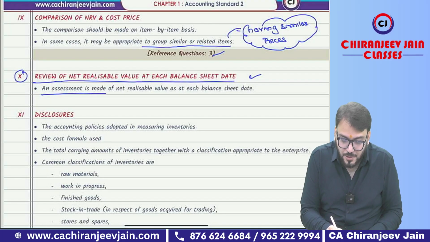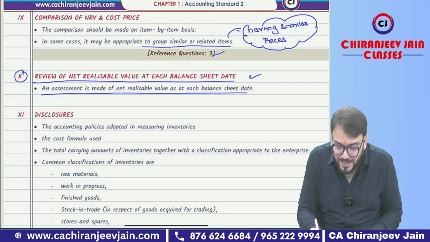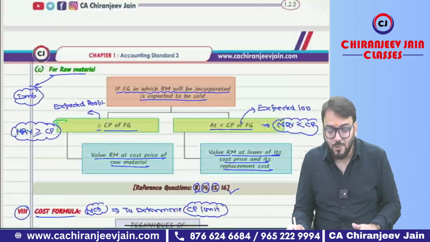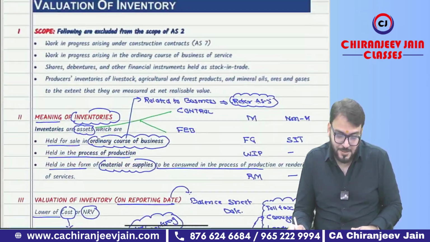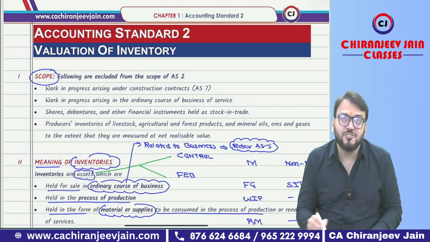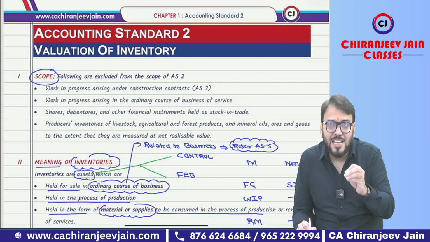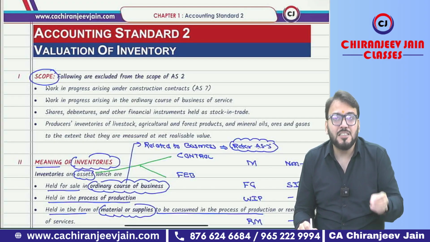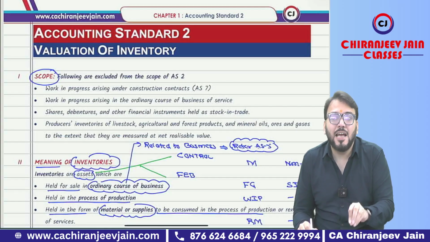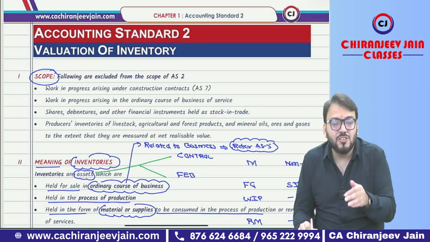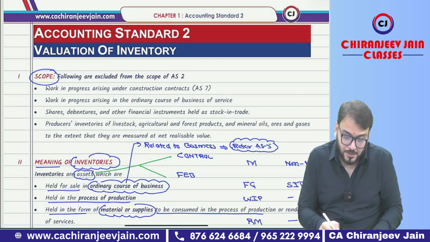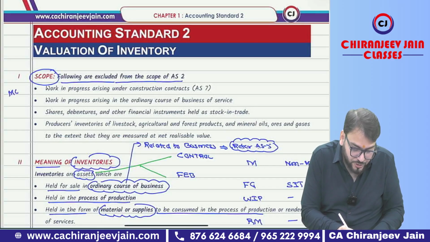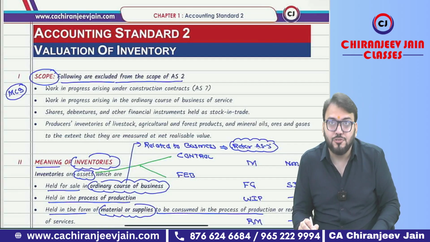An assessment is made of NRV as at each balance sheet date. The last point, there are two last points. One is disclosure, one is scope. Actually, scope is the first point, but initially, if I would have done scope, you would not have understood. So, what AS2 has done, AS2 has excluded some inventory from the scope of AS2. Means their valuation and measurement is not as per AS2. They are inventory, but for valuation and measurement, we need to refer to other accounting standards. So, the following are excluded from the scope of AS2. Important for multiple choice question. Okay.